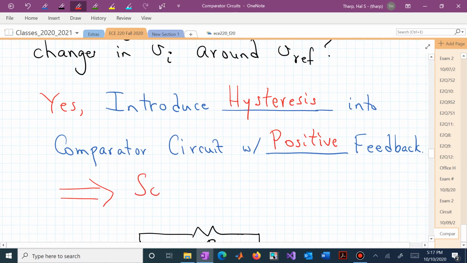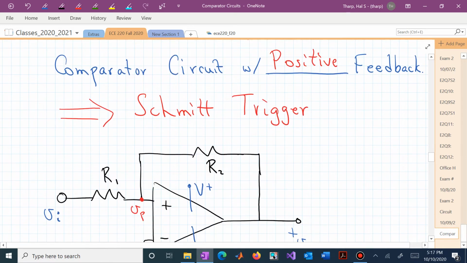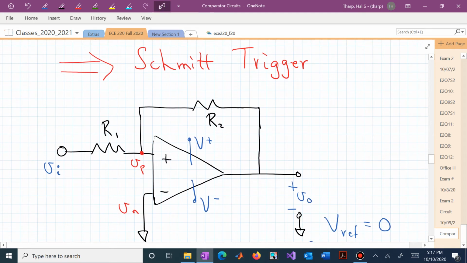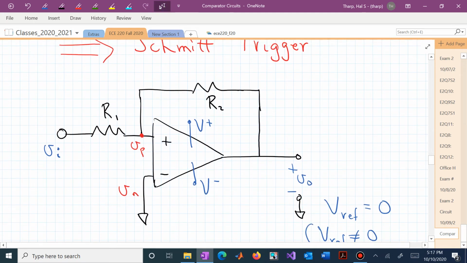An individual with the last name of Schmitt actually introduced this concept almost 100 years ago, and it now has his name, the Schmitt trigger. It looks like a comparator circuit with some resistors interconnected around the non-inverting pin. So now we're reinforcing the behavior of our output by feeding back the output to the non-inverting pin of our operational amplifier through this resistor R sub 2.